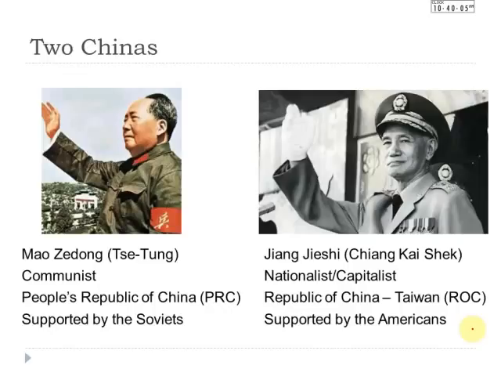So you have the PRC and the ROC both viewing themselves to be China, and for a good 40 years, we have two Chinas. Actually, today, we still technically have two Chinas. Taiwan says it's China. China says it's China. They both technically have rights or claims to the government. They both want to be independent. China says no, Taiwan is part of China. It's a complicated matter. In any case, we have two Chinas, the ROC and the PRC.